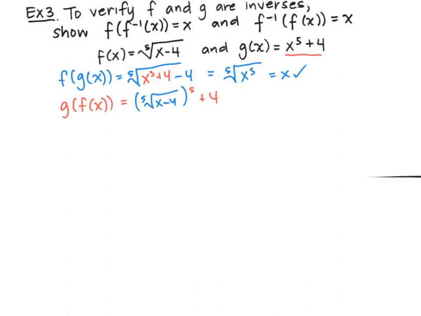Okay, and now I'm going to simplify this, and if they are in fact inverses, this should work. The fifth power and the fifth root cancel. So I'm going to get x minus 4, and then I have this plus 4 at the end. And that's going to equal x. So it does work in both directions, which means f and g are inverses of each other.